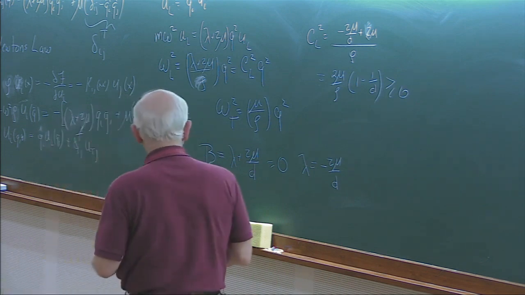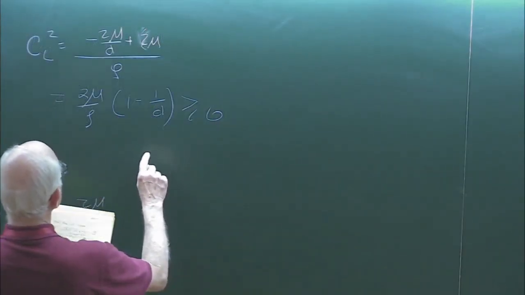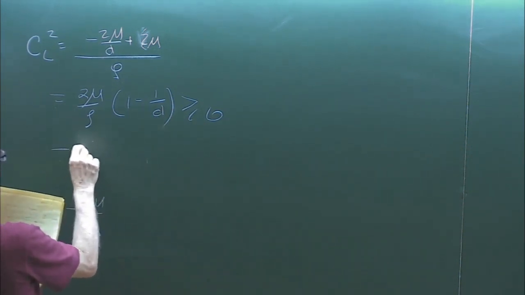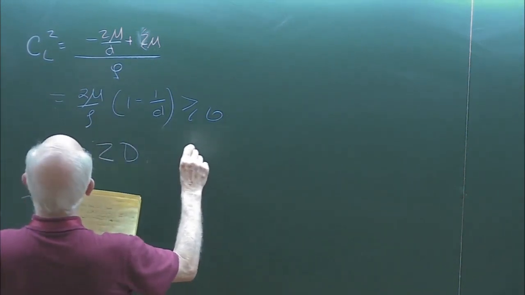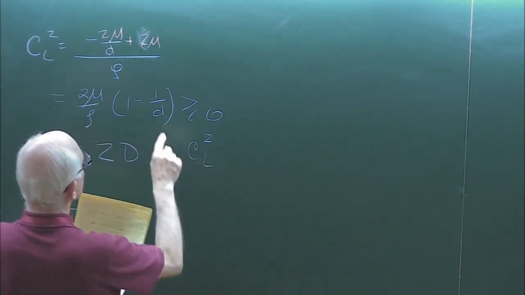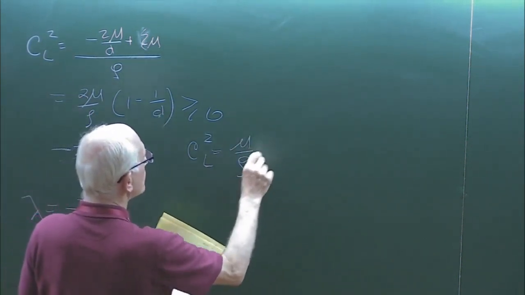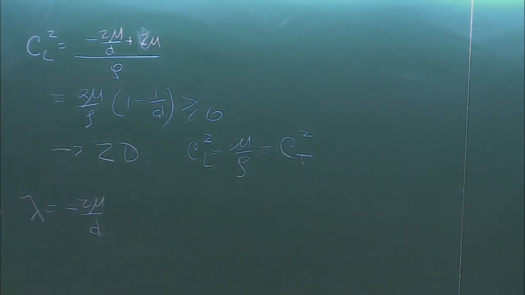The other observation that we want to make is that if we set b equal to 0 and go to two dimensions, then this becomes CL squared. This is a 1 over 2, which cancels that, is mu over rho, which is the same thing as the transverse velocity. So in two dimensions, when we go to a state with b equals 0, the two sound velocities are the same, both positive, even though the b is 0.